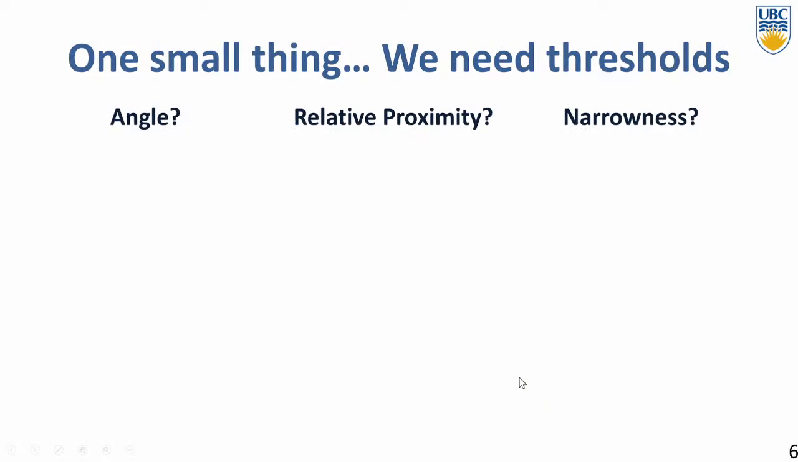There's a tiny little bit here. We said that things need to be parallel. How do we measure parallelism? At what angle do things become parallel? What does it mean to be relatively proximate? What does it mean to be narrow? Those are all nice and fuzzy words. How do we address them?